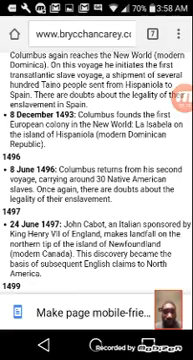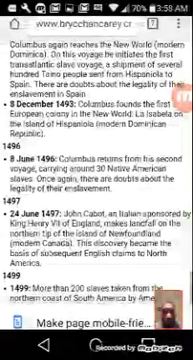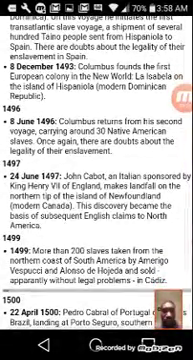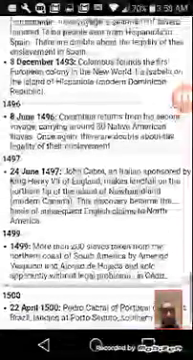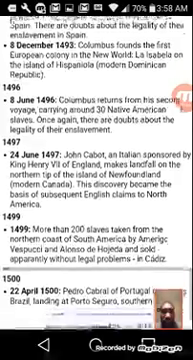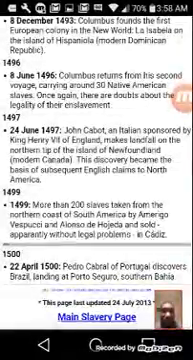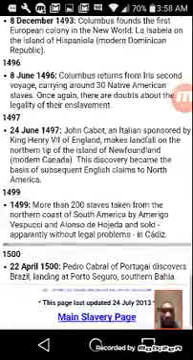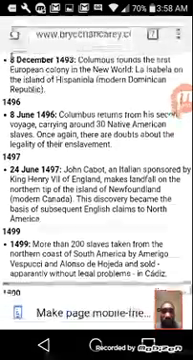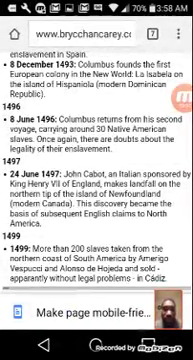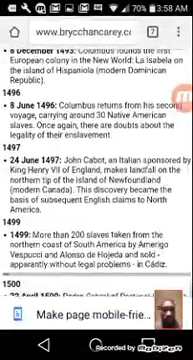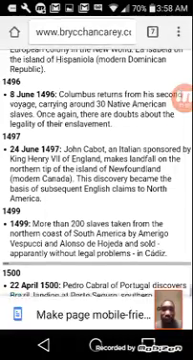It says, December 8th, 1493, Columbus founds the first European colony in the New World, La Isabella on the island of Hispaniola, modern Dominican Republic. 1493, and the 8th of June, 1496, Columbus returns from his second voyage carrying around 30 Native American slaves. Once again, there are doubts about the legitimacy of their enslavement. 3 years, man. That's 3 years, a time for them to get back and a time for them to come back to the Americas again. All right, using the scriptures because they knew we were over here.